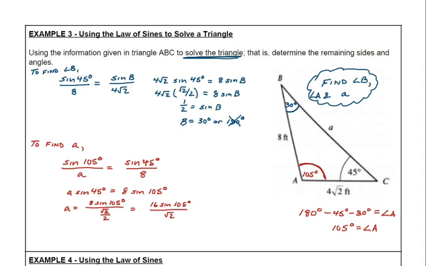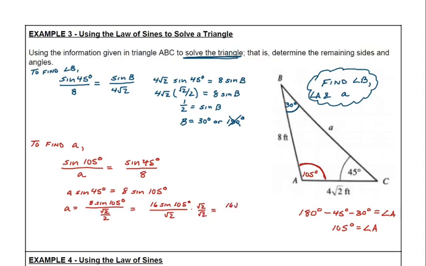So now here I'm going to do a little bit of algebra. I would multiply the top and bottom by 2, essentially clear fractions in the bottom. So I have 16 sine of 105 over root 2. And then you could plug this in your calculator and get a value. I'm just going to go a little bit further.